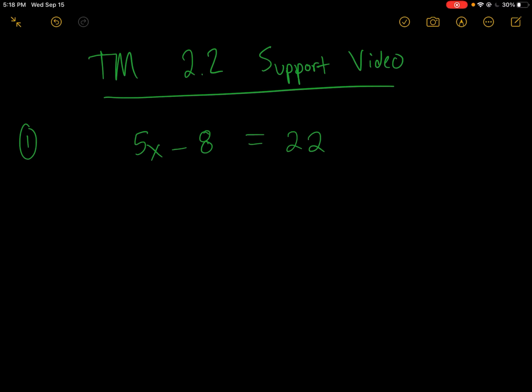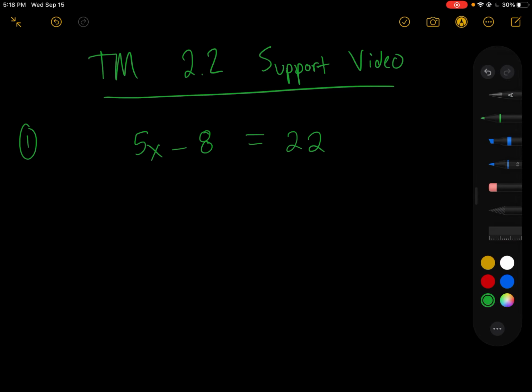So for our first question here, we're going to be taking a look at 5x minus 8 equals 22. And the biggest thing to remember with these equations is balance. We have to make sure that the same weight stays on both sides. So this equal sign tells us it is already balanced, and we need to make sure that we keep that constant as we work throughout.